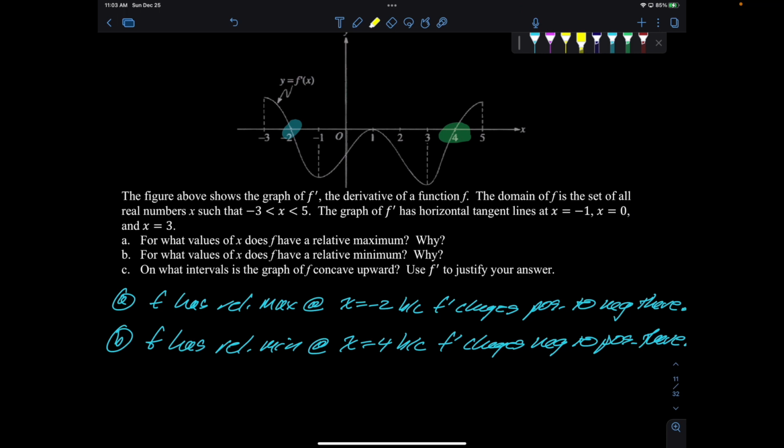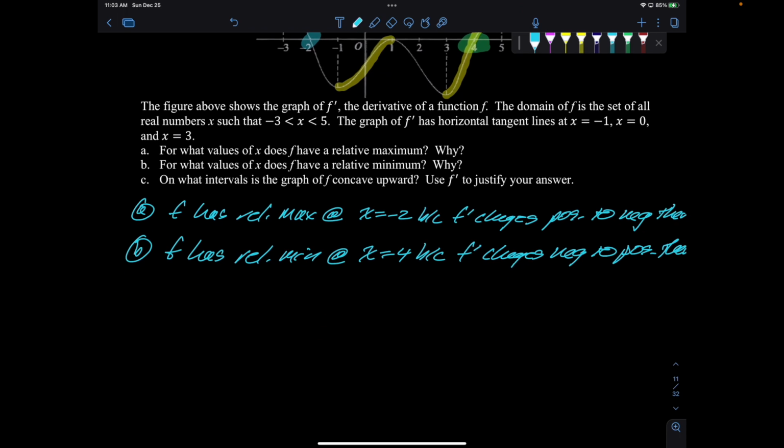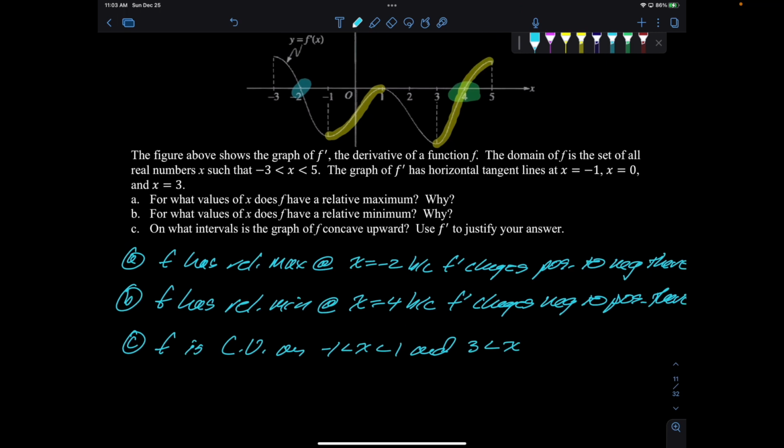So concave up would mean that f prime is increasing, because if f prime is increasing, f double prime is positive, and if f double prime is positive, you're concave up, all that stuff. So concave up, f prime increasing here and here. So we just need to write those down. So f is concave up on -1 to 1 and 3 to 5.